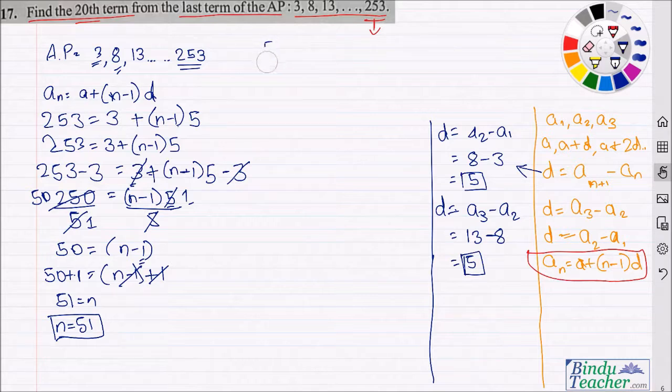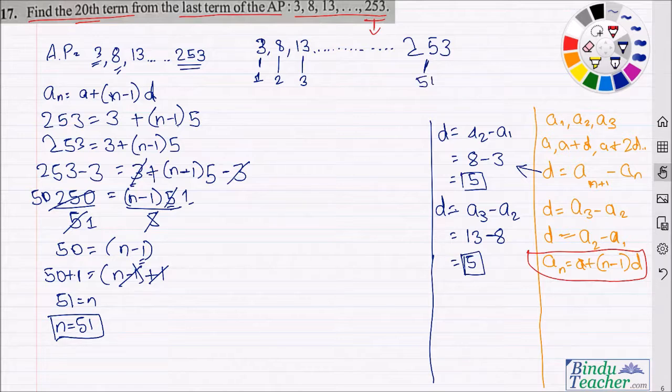now let us write the arithmetic progression, okay? So we have, let's say, 3, 8, 13, and so on till 253. And the numbers are, this is n equal to 1, n equal to 2, n equal to 3, and so on. And 253 will be n equal to 51.